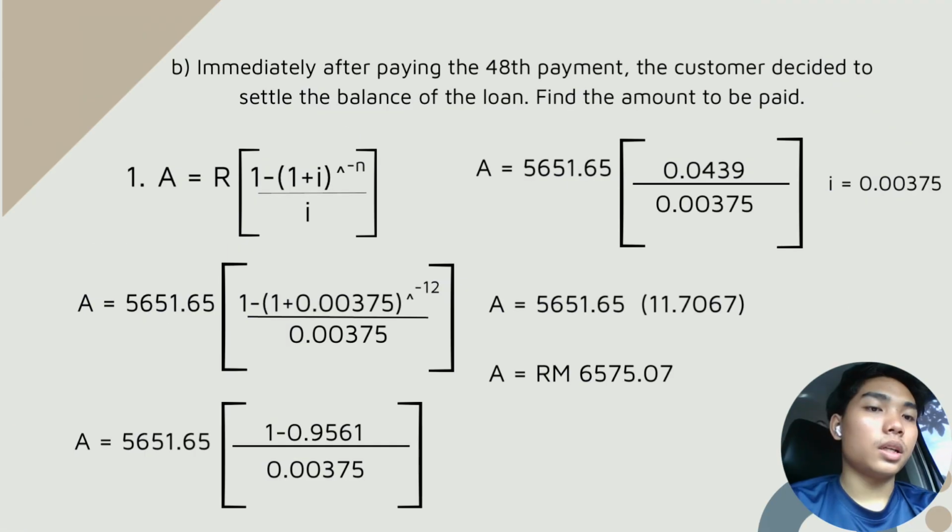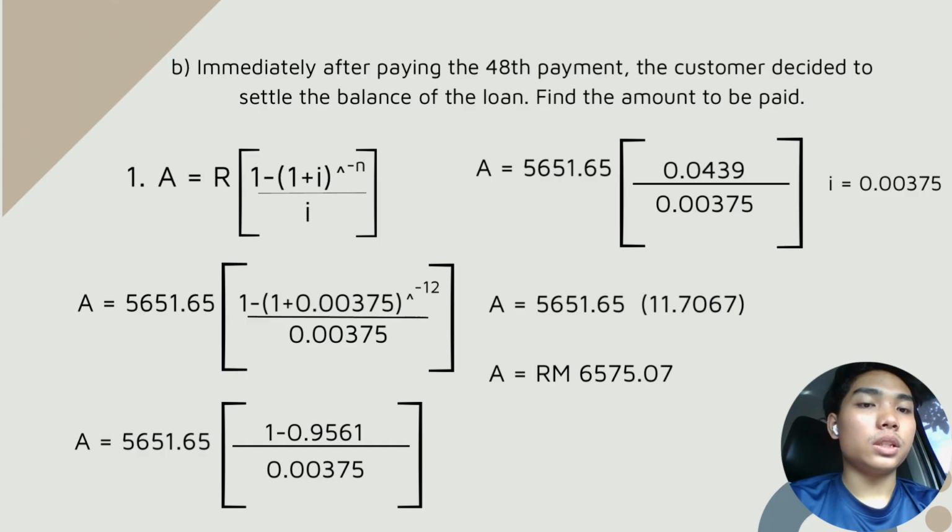Okay, now for part B. The customer decides to settle the loan immediately after making the 48th payment. That means 12 payments remain. Now calculate the balance of the loan at that point. We use the present value of an annuity formula again, which is A = R[(1 - (1 + i)^(-n)) / i].